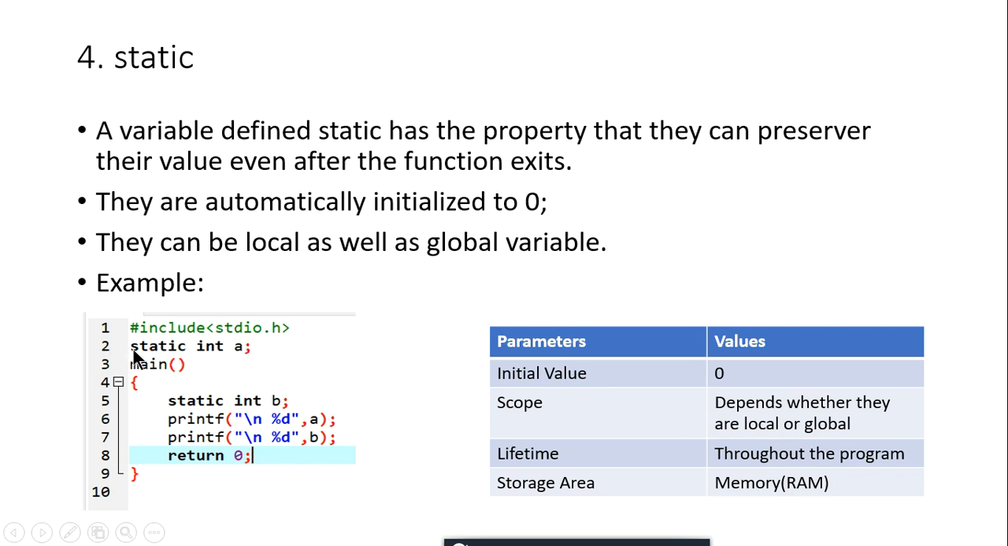This is a global variable as it is declared outside the function, and this static int b is a local variable that is defined inside the function. Both variables can be used and accessed. Okay, so these are my static variables.